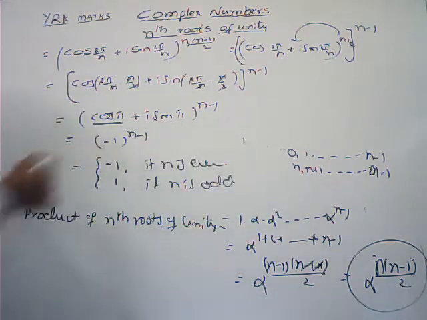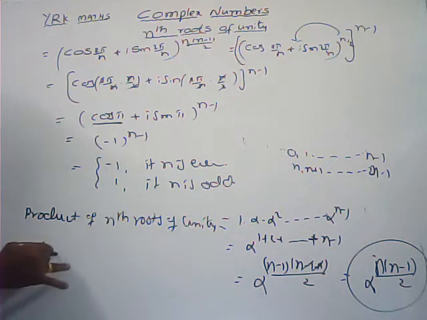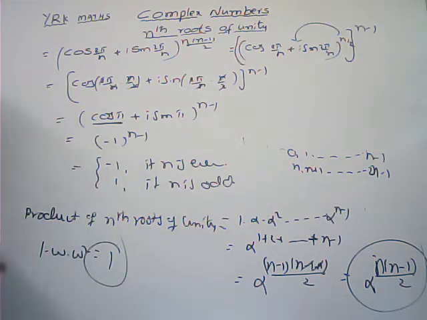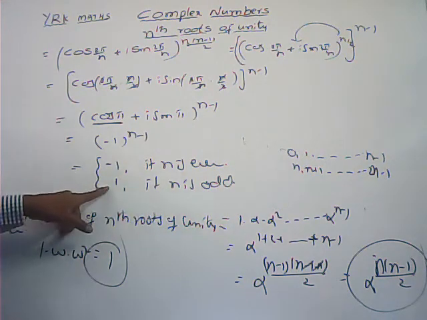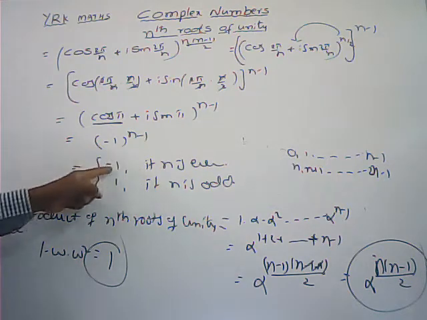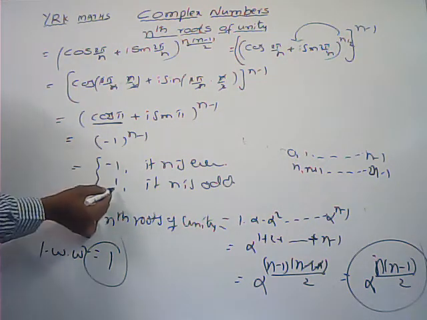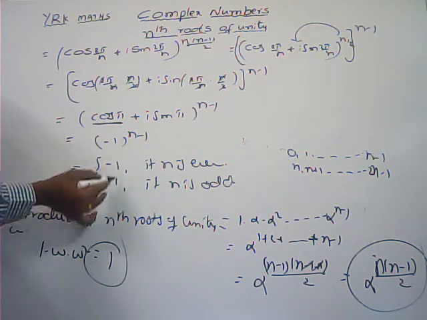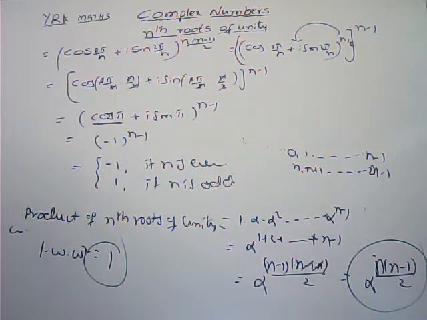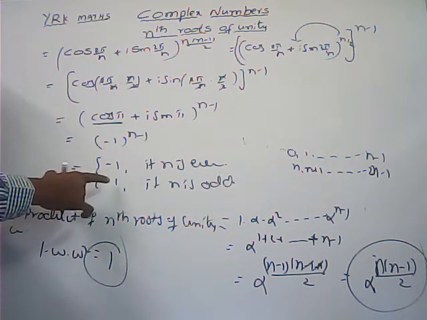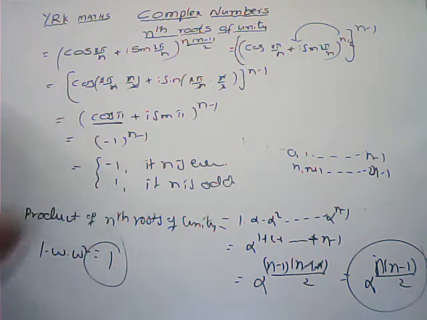That's why previously we also got the product of the cube roots of unity, 1 into omega into omega square, that is equal to 1. For the product of the cube roots of unity, n is odd, so we write 1. Here, if n is even, the product of the nth roots of unity is equal to minus 1. What about the product of the fourth roots of unity? Minus 1. Fifth roots of unity, sixth roots of unity, seventh roots of unity, like that. If n is odd, the product of the nth roots of unity is 1. If n is even, the product of the nth roots of unity is minus 1.